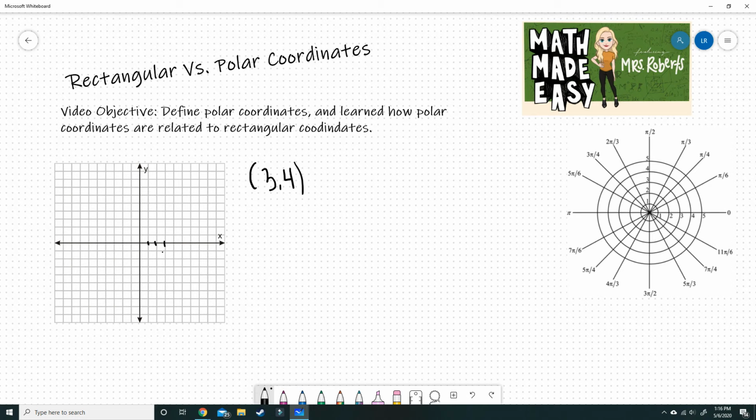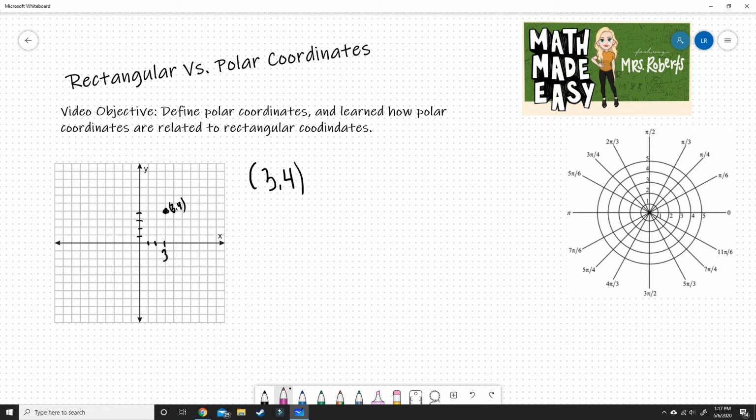We went in the horizontal direction 3. We're going to count up 4: 1, 2, 3, 4. Our vertical component is 4. And there's our ordered pair 3, 4. So 3, 4 tells us our location by telling us how far to move horizontally and how far to move vertically.